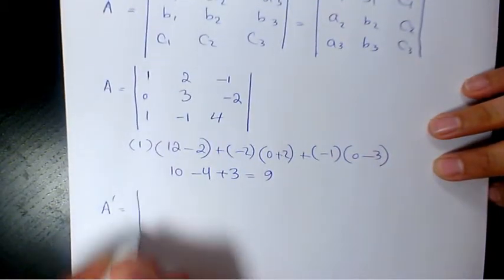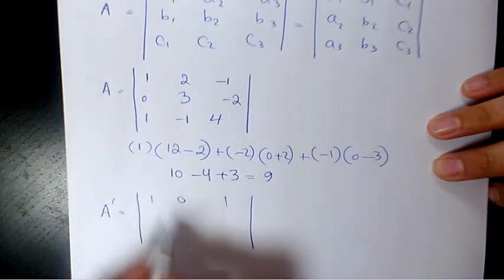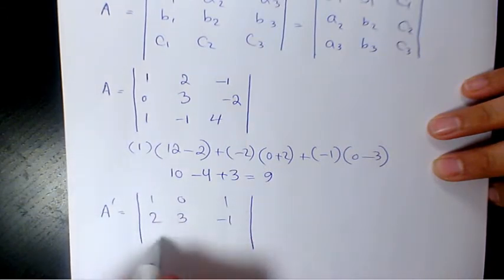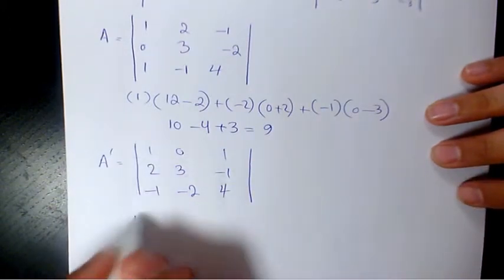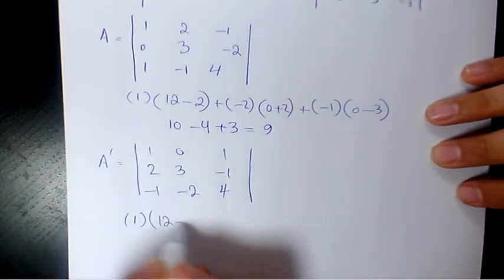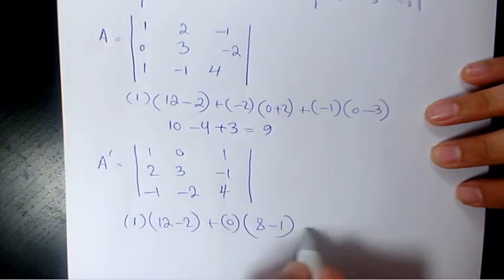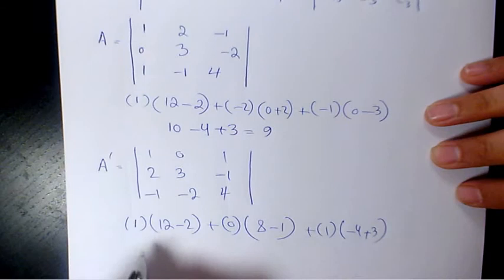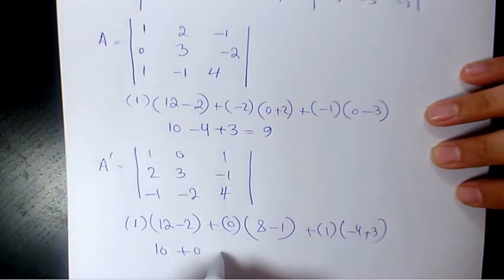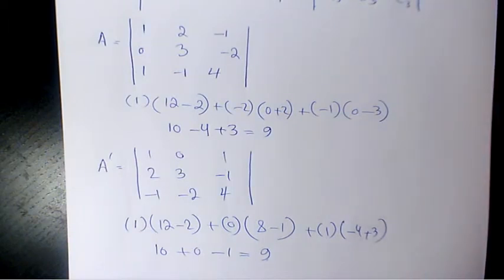Assume that we changed rows with columns. So that's going to be 0, 1, 0, 1, 0, 1, 2, 3, negative 1, negative 1, negative 2, 4. So if you want to find out the determinant, it's going to be 1 times 12 minus 2 plus 0 times 8 minus 1 plus 1 times negative 4 plus 3. That's going to be 10 plus 0 minus 1. That's going to be 9 as well. So if we change rows to columns or columns to rows, the determinant of the matrix is not changing at all.